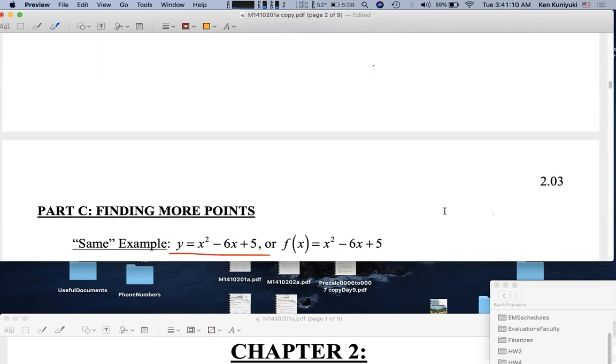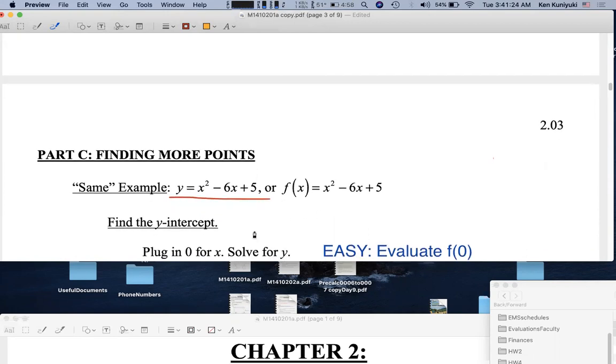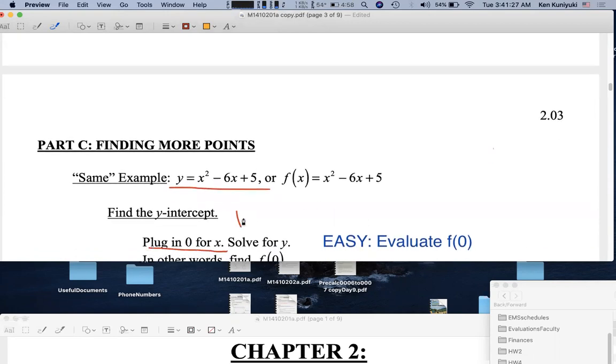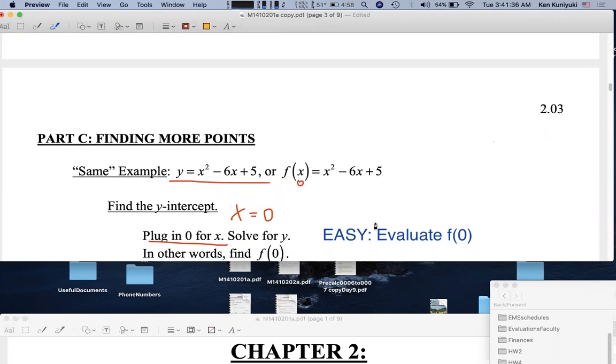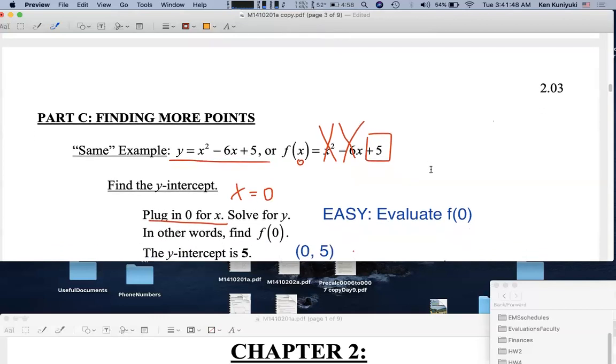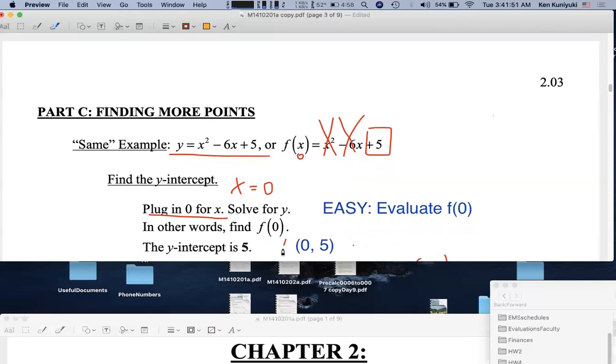And which intercept is normally easier to find, y-intercept or x-intercepts? I'd say the y-intercept. Because what do you do to find a y-intercept? You set x equal to 0. You plug in 0 for x, and you evaluate f of 0. It's an easy evaluation. These terms drop out, and you're left with the constant term, 5. F of 0 is 5, which means that the y-intercept is at the ordered pair 0, 5.